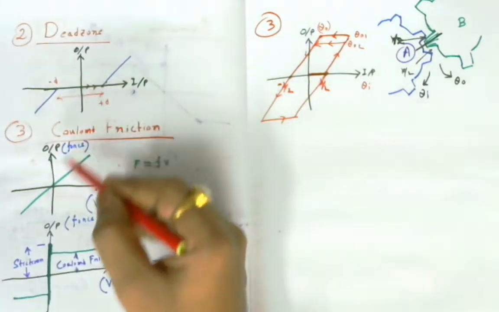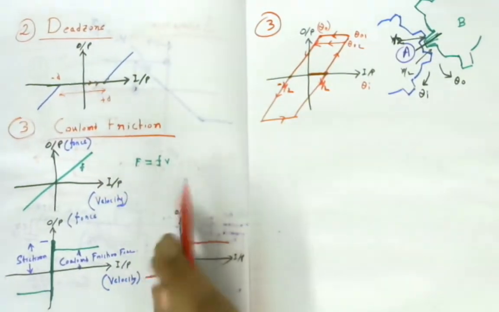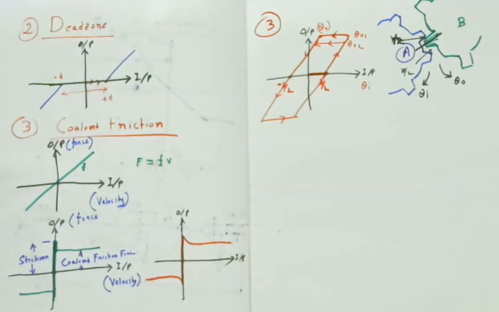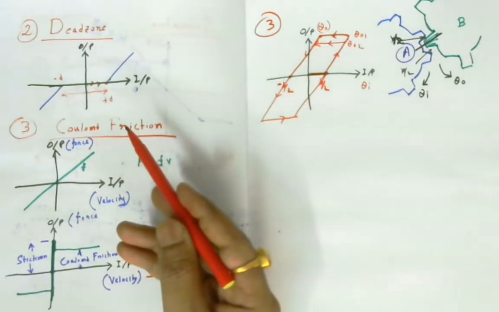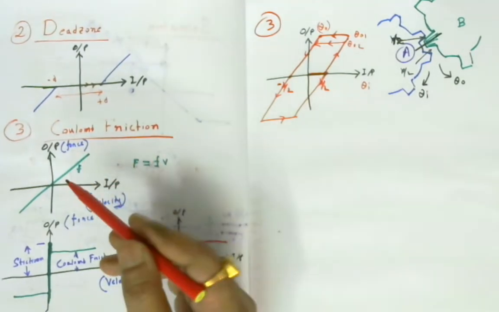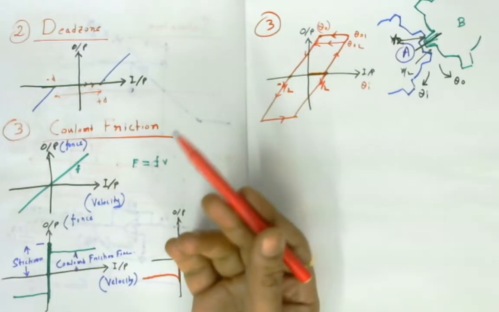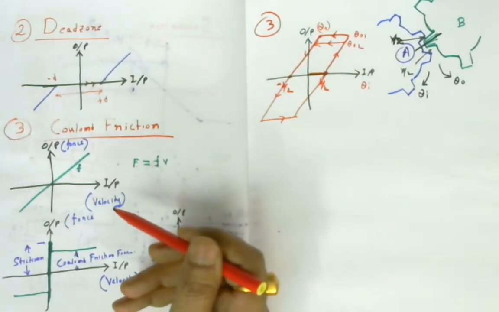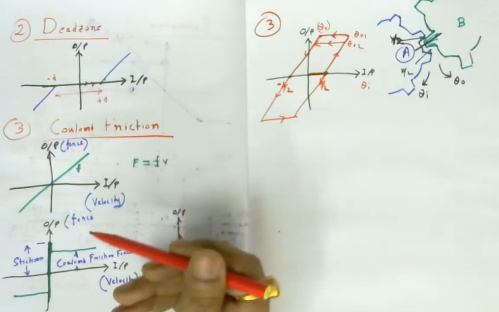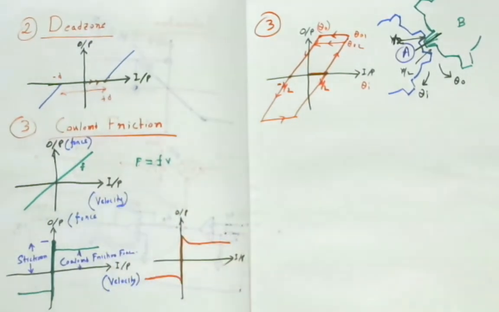That's why it's also called a memory type of nonlinearity. But in cases of dead zone, saturation, and Coulomb friction, it doesn't require the previous value of the input. So the shape is always the same. Whenever you do the experiment to find the characteristics curve, you will find the same characteristics curve again and again. This type of nonlinearity is called memoryless nonlinearity.